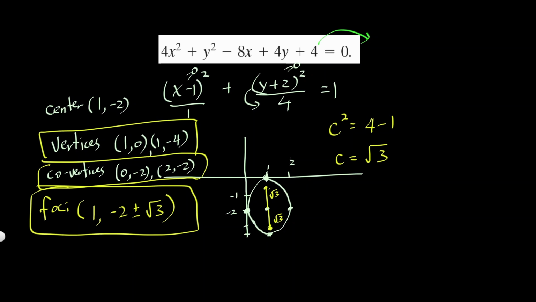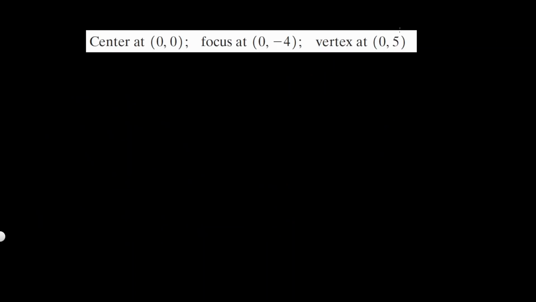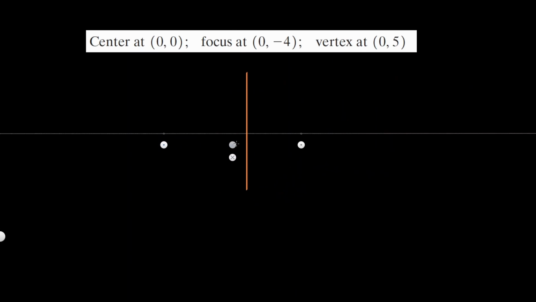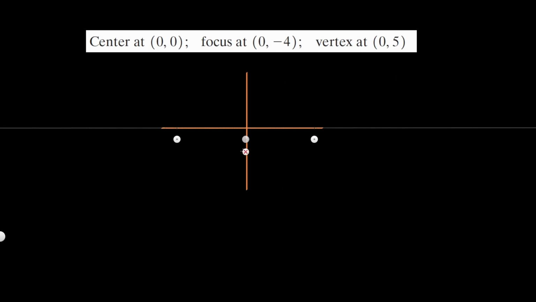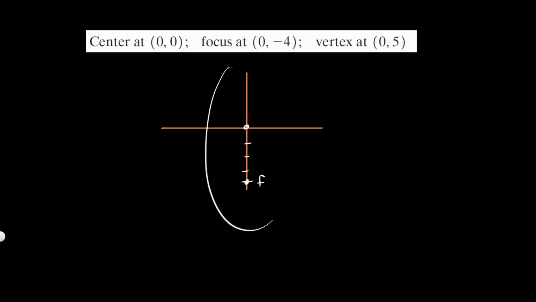Okay, let's move on to the next one. In this problem, we're given the center, focus, and vertex. So it'll be easier if we sketch it first. So we have the center at 0, 0. So let me mark that. 0, 0, and focus at 0 comma negative 4. So 1, 2, 3, 4. That's the focus. Okay, now since focus is over here, we know it's going to be like a skinny ellipse.